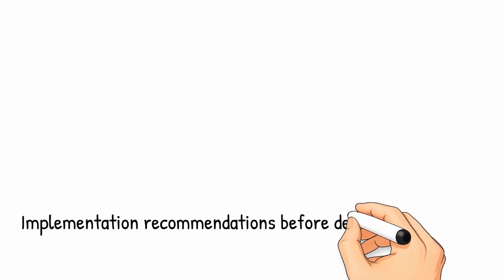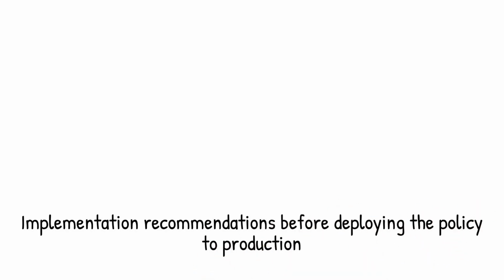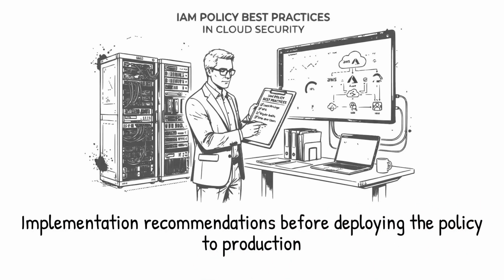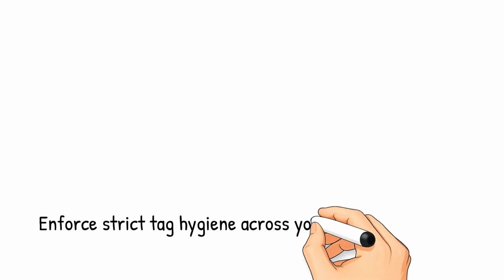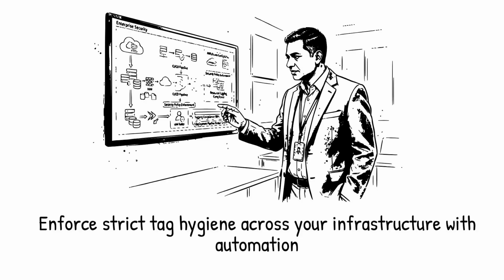Implementation recommendations. Before deploying a policy like this to production environments, keep these best practices in mind. First, enforce strict tag hygiene across your infrastructure using automation pipelines or AWS Config rules. Strict tag hygiene is the practice of enforcing rigid, standardized, and clean key-value metadata rules across cloud resources.